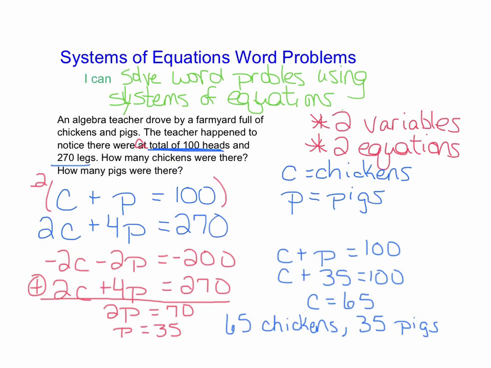Okay, so I decided to solve by elimination. I multiplied my first equation by -2. I added. I got P was 35. I plugged that back into the first equation, and I got C was 65. So I got that there were 65 chickens and 35 pigs. Let's look at another one.